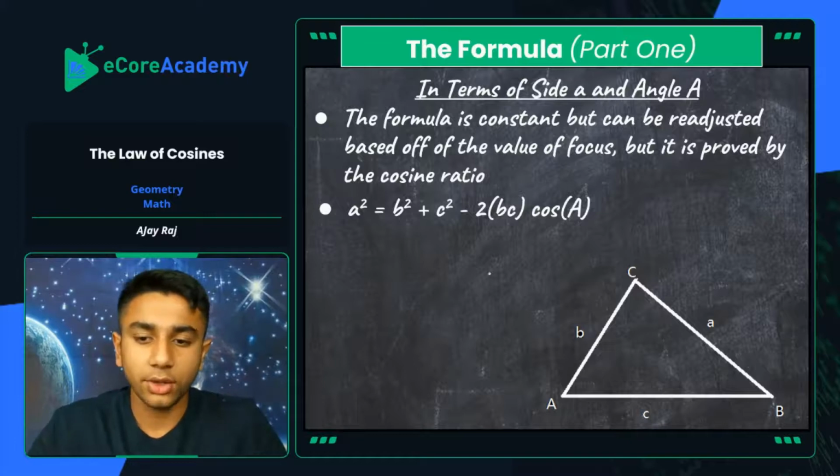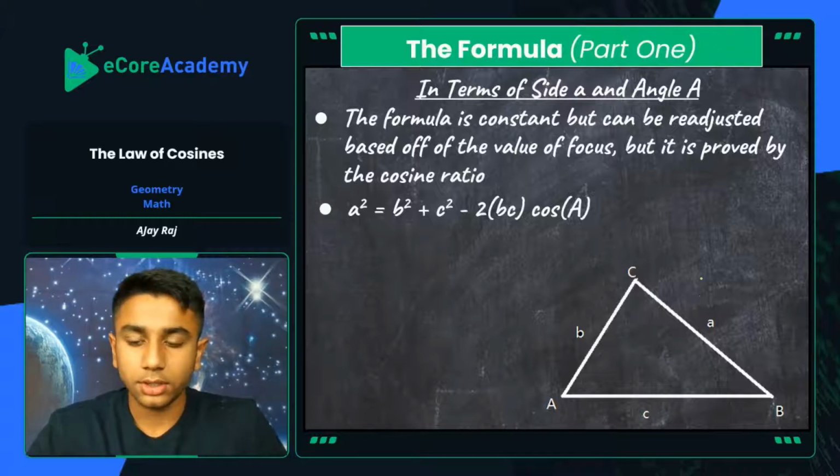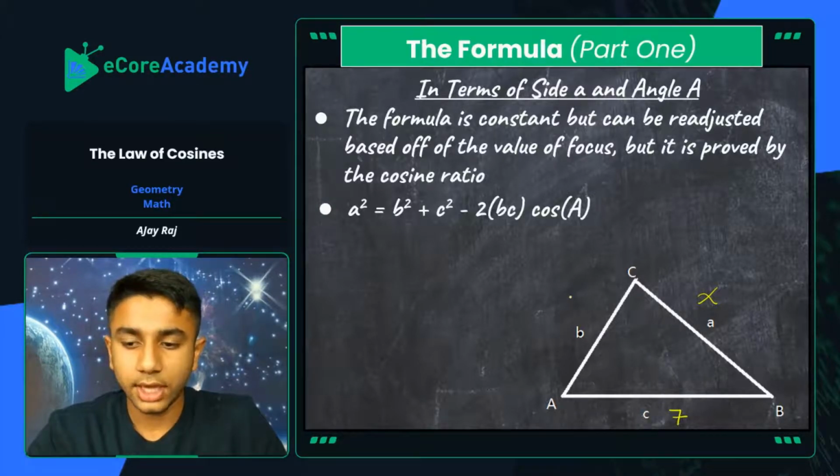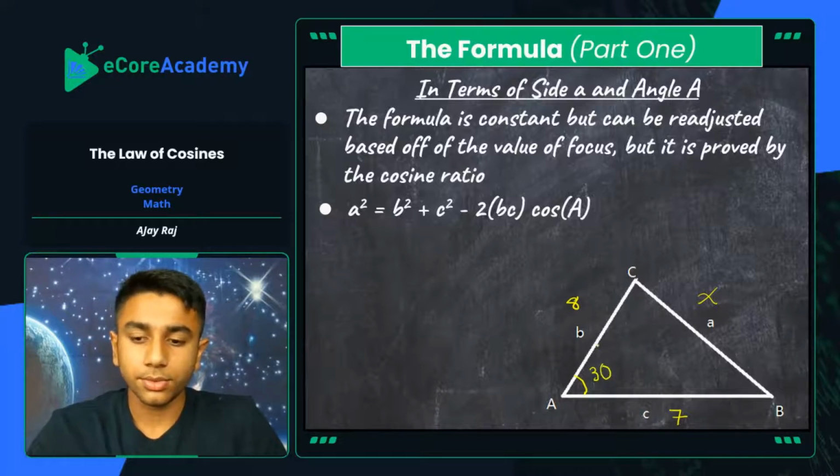So looking at this triangle here, if we have A squared equals B squared plus C squared minus 2 times BC times cosine of A, that's if we're looking for the length of side A. Let's assume that side A is going to be our X, our unknown, and we'll label side C as 7, side B as 8. And then angle A will be 30 degrees, let's be specific.